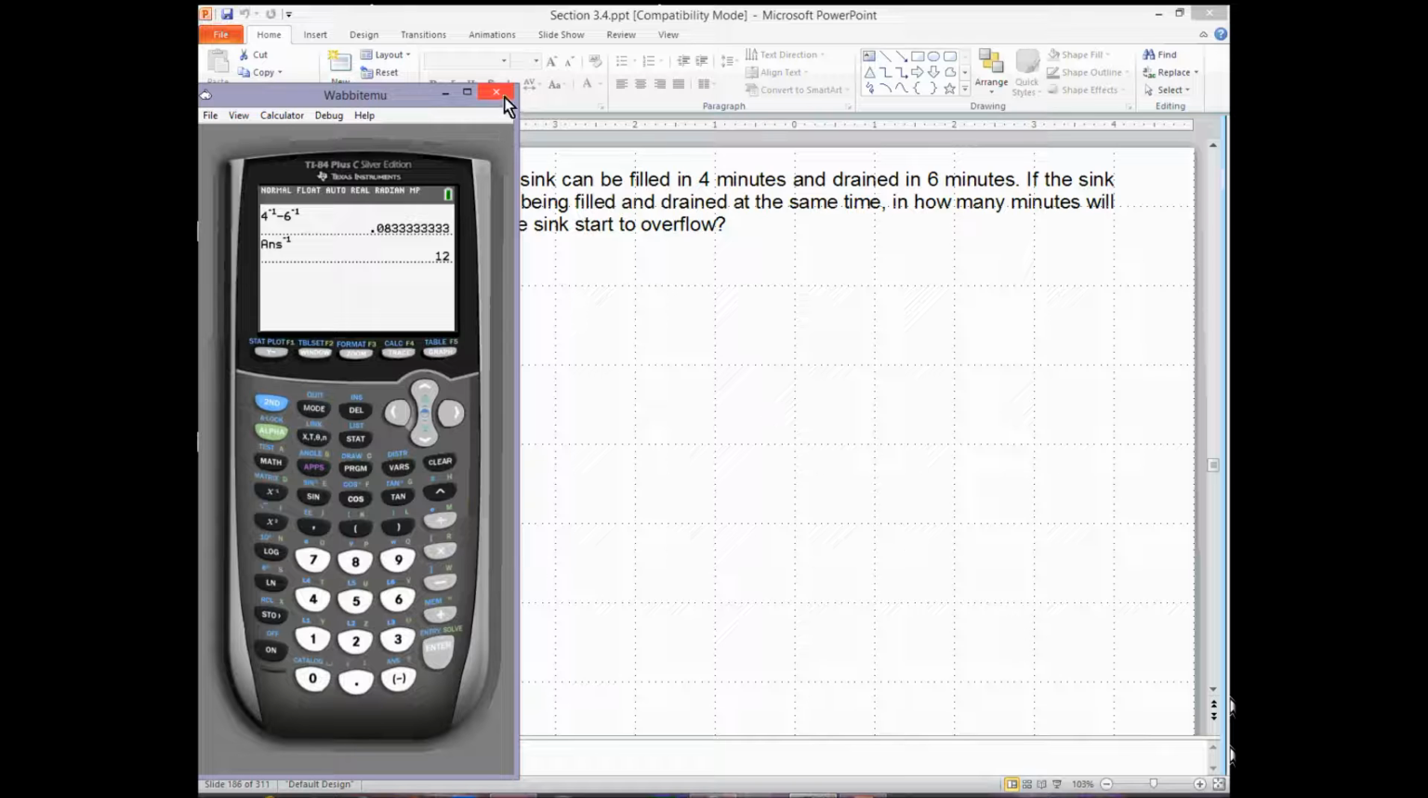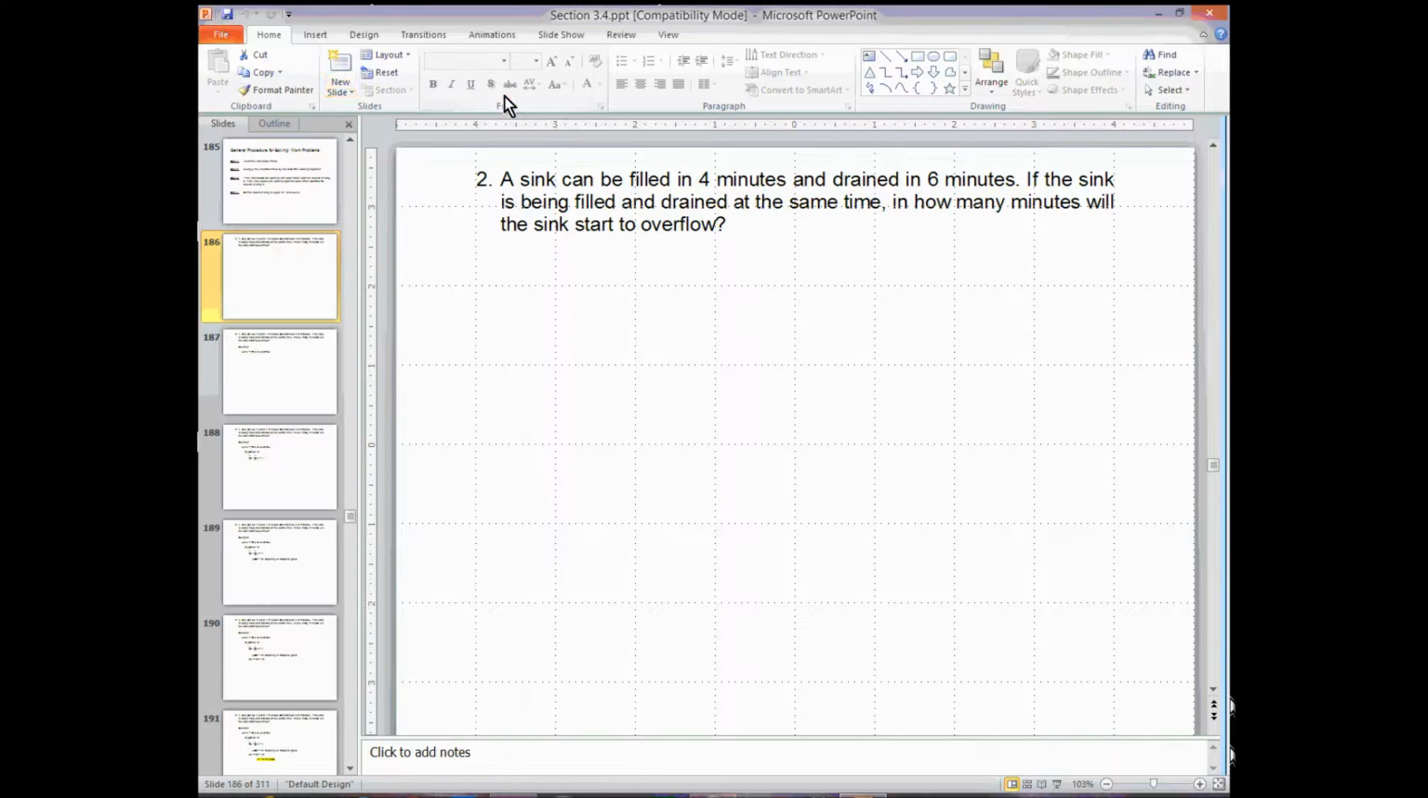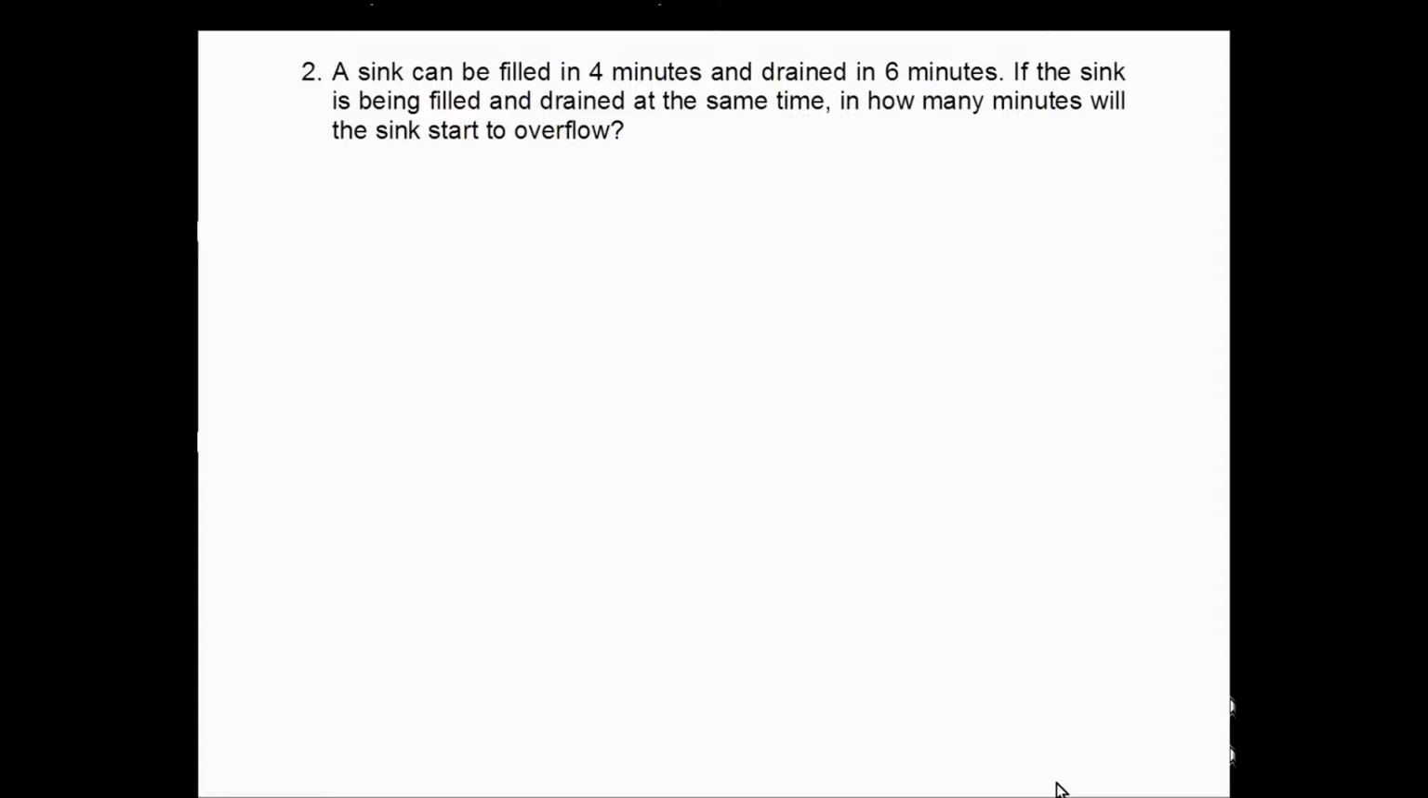Let's see if we can get 12 minutes by doing it the algebraic way. I will let x equal time to overflow. Remember, invert individual times. So I'm going to have 1/4 x minus 1/6 x equals 1. The minus is because one is filling and one is draining.